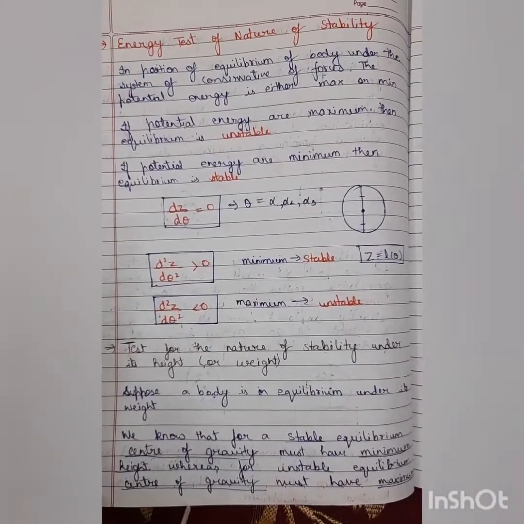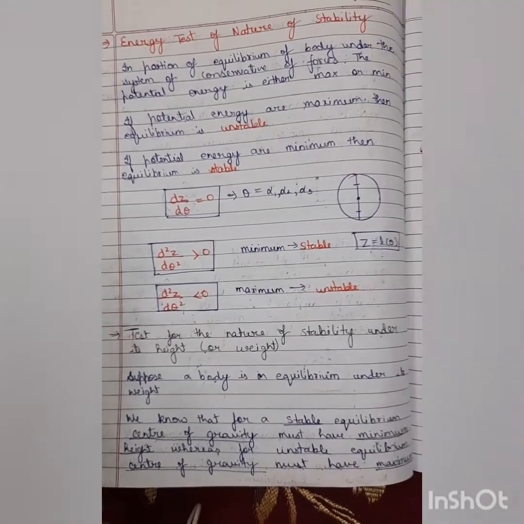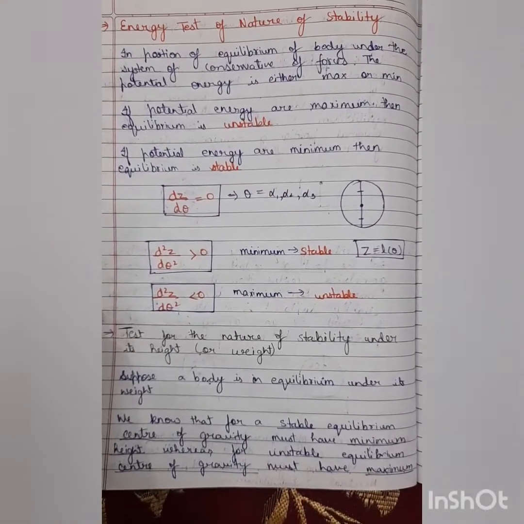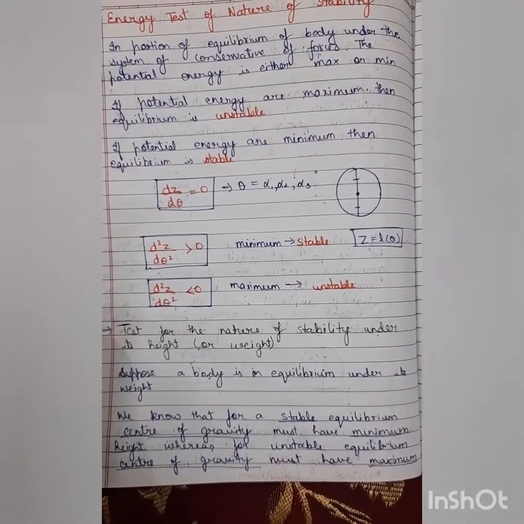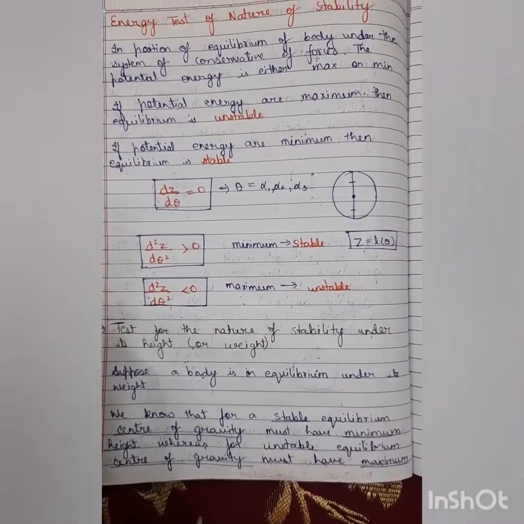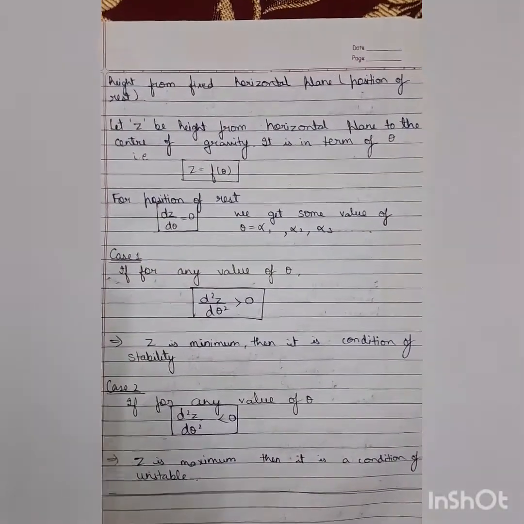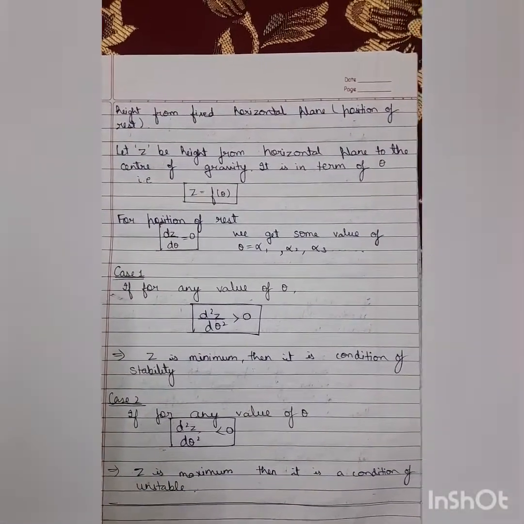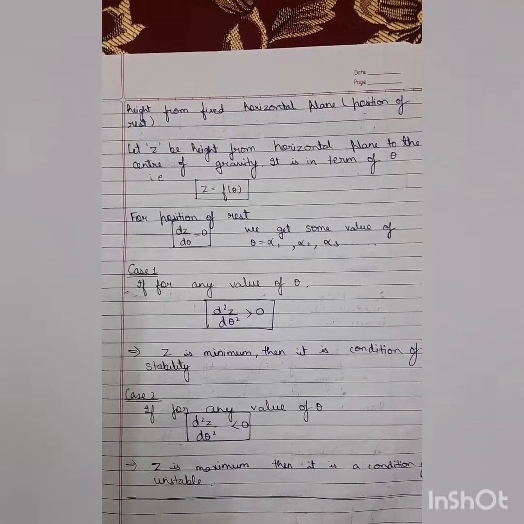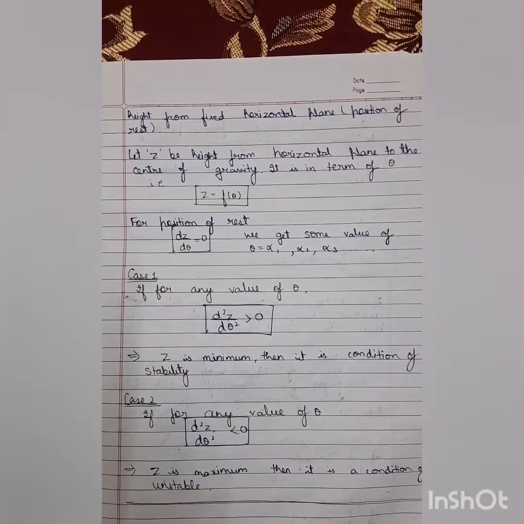Now, the test for the nature of stability under its height or weight. Suppose a body is in equilibrium under its weight. We know that for stable equilibrium the center of gravity must have minimum height, whereas for unstable equilibrium the center of gravity must have maximum height from the fixed horizontal plane, the position of rest. Let z be the height from the horizontal plane to the center of gravity. It is a function of theta, that is z is equal to f of theta.